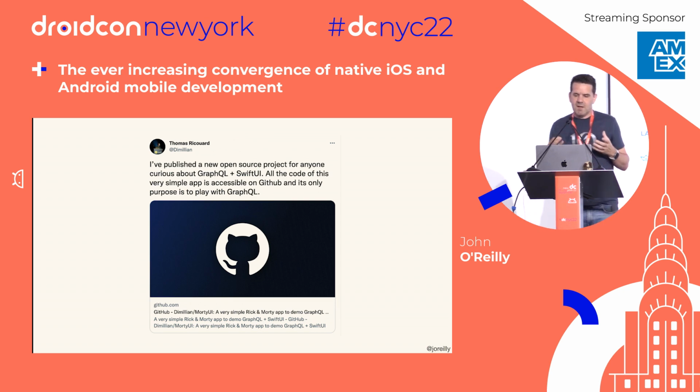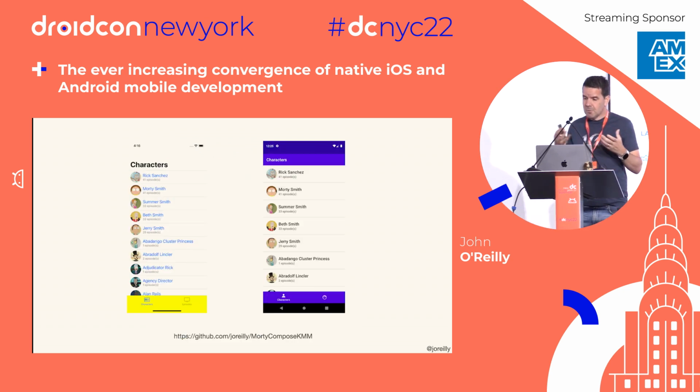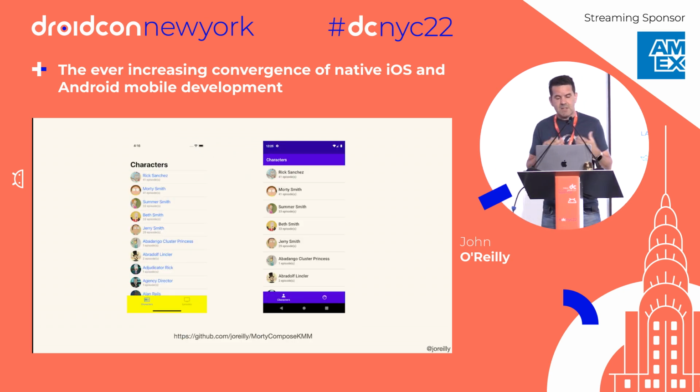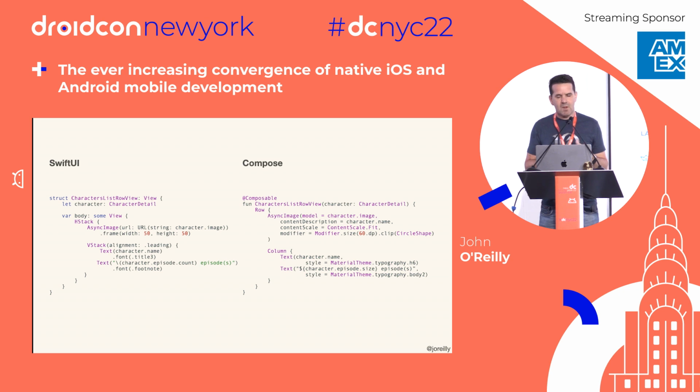So I'm going to illustrate comparisons again with a few examples. So this was a tweet from Thomas Ricouard talking about a GraphQL SwiftUI sample he created using the Apollo library. I'd been using Apollo and shared Kotlin multi-platform code, so I thought it would be interesting, with Thomas's blessing, to create a Compose and SwiftUI version of the project that consumed that shared code. These are iOS and Android screenshots from the sample. And we're going to drill down and compare, for example, how a row in that list would be represented in SwiftUI and Compose.